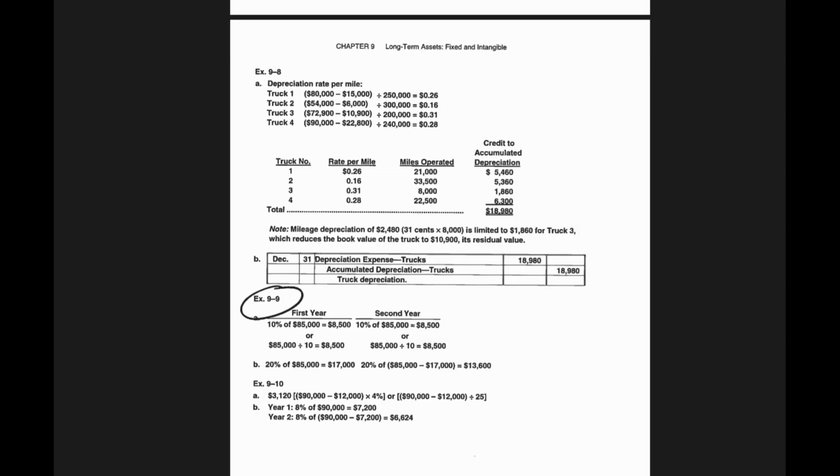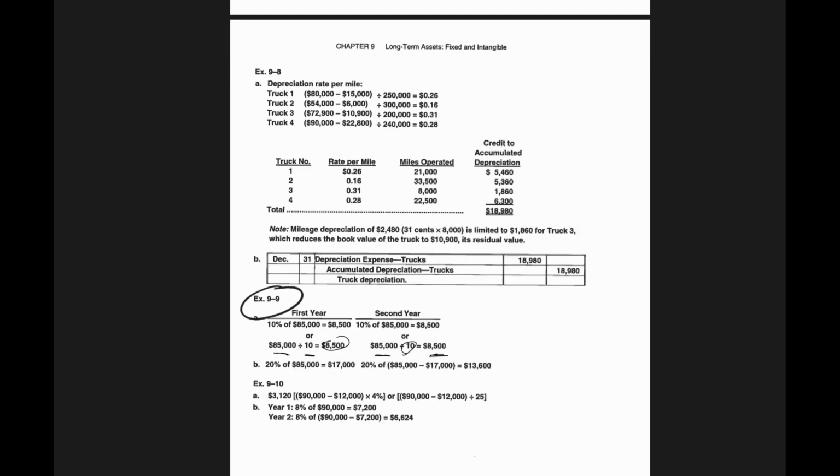So letter A is first straight line. Well, straight line. So in this case, cost of $85,000, 10-year life, $8,500. Second year should be the same amount again. $85,000 divided by the 10 years, $8,500. So that's how we work straight line. It's always the same every year. And in this case, it is the same because we bought it at the beginning of the year. So it both had the full year.